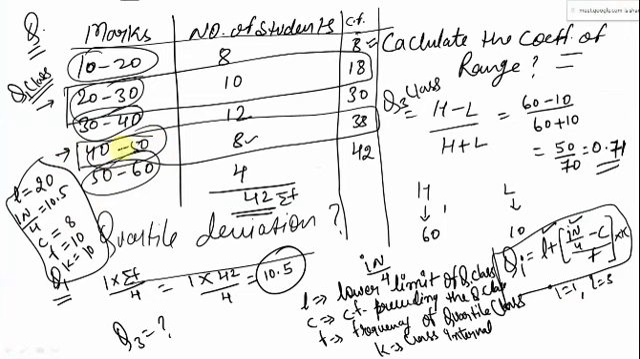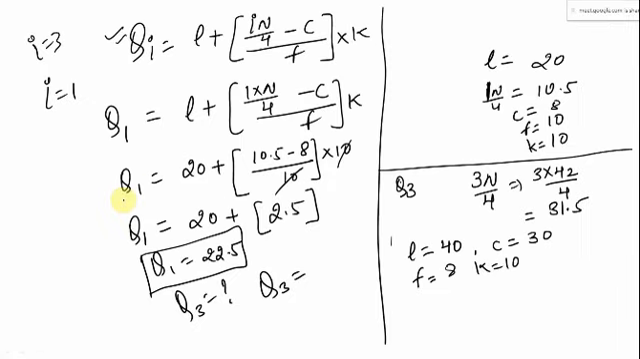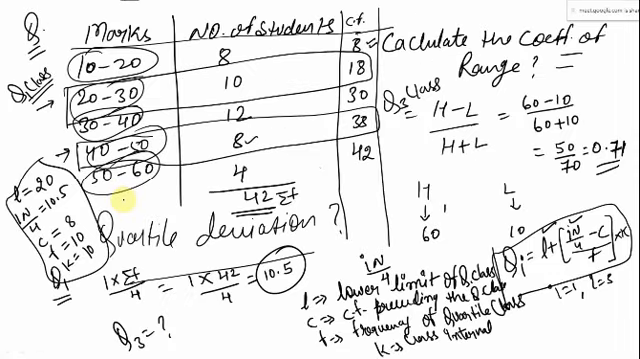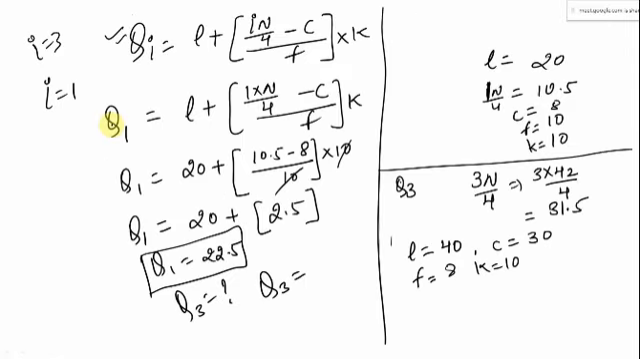Like Q1, the value for Q1 was what? 22.5, and you can check that 22.5 will lie between these 20 and 30. Yes or no? So selection of the class gives you an idea that the value for Q3 will lie somewhere between 40 to 50. So it cannot be 6, it cannot be 10. You might have done some mistake in the calculation.